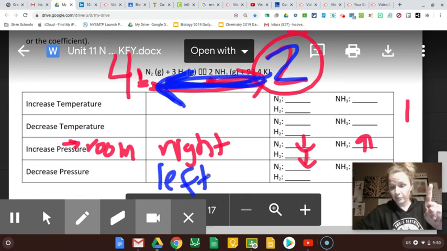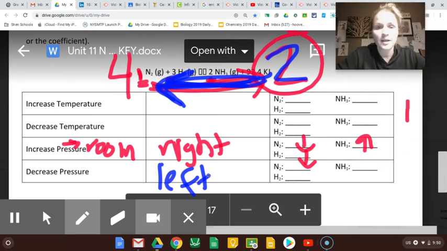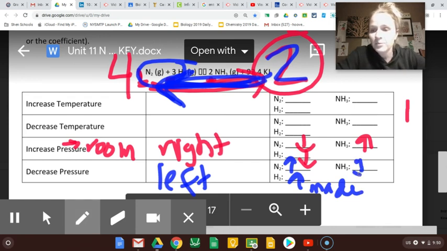So that's always step 1 of these problems. Which way am I shifting? Now that I know I'm shifting left, who's being made and who's being used up? N2 and H2, the arrow is pointing at them, so they're being made. So there's going to be more of them made. And NH3, the arrow is pointing away from it, so it's being used up. So it's going to decrease.